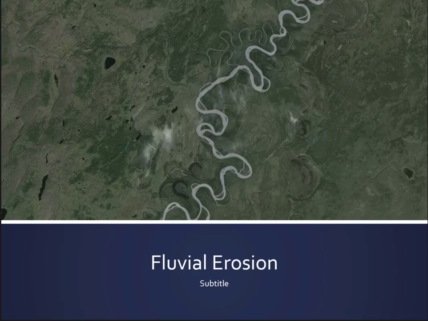So some landforms are going to be created because running water has removed everything around this landform, and that would be an example of an erosional landform. Another example would be landforms that are created by this running water depositing sediment, building up a landform. And so we're going to look at fluvial erosional landforms and fluvial depositional landforms as well.